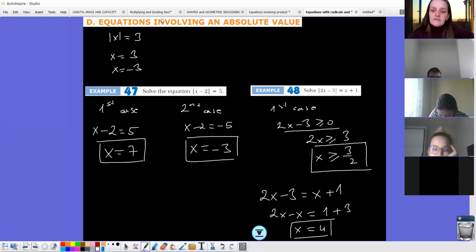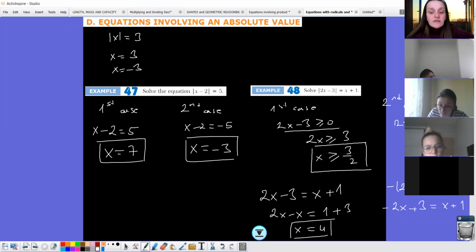For the second case, what do I have? If 2x minus 3 is less than 0. In this case, 2x will be less than 3 and x will be less than 3 over 2. When I'm saying that 2x minus 3 is less than 0, it means that it's minus. So I will take it out as minus, yes? Right? Yes, teacher.